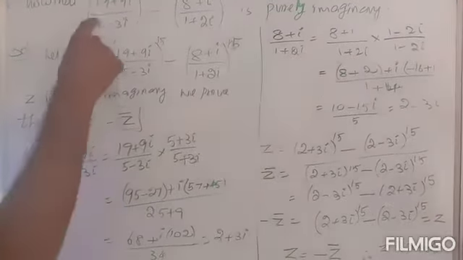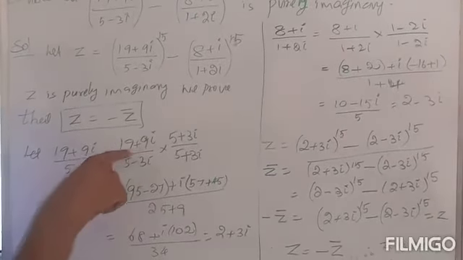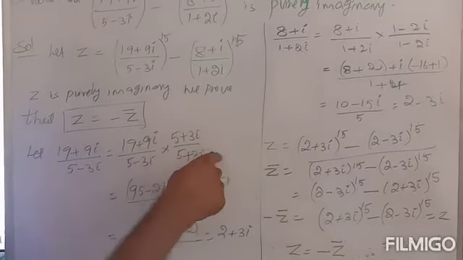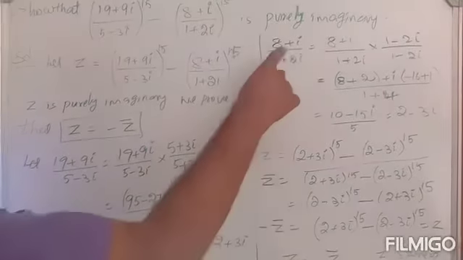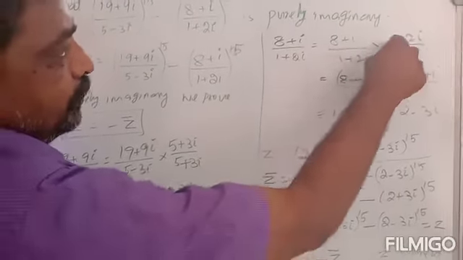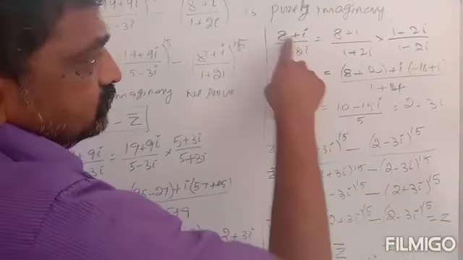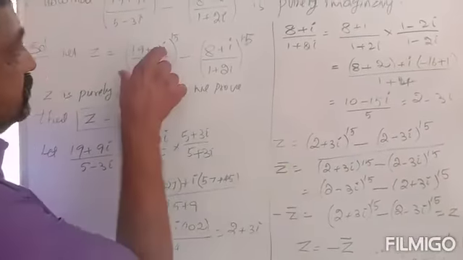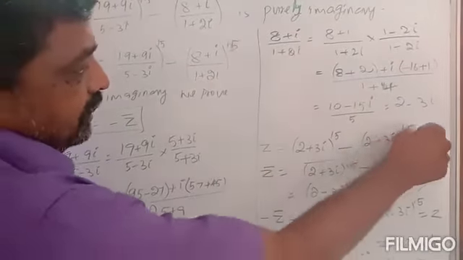Now (19 + 9i)/(5 − 3i), we can use the conjugate: multiply by (5 + 3i)/(5 + 3i). We get that equal to 2 + 3i. Next, (8 + i)/(1 + 2i) is equal to (8 + i)/(1 + 2i) into (1 − 2i)/(1 − 2i). We multiply and simplify, and we get 2 − 3i. So z is equal to (2 + 3i)^15 − (2 − 3i)^15.